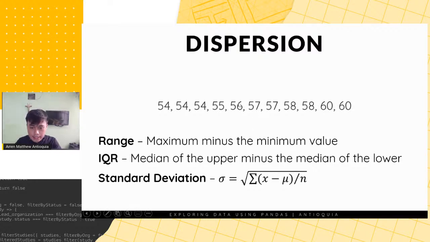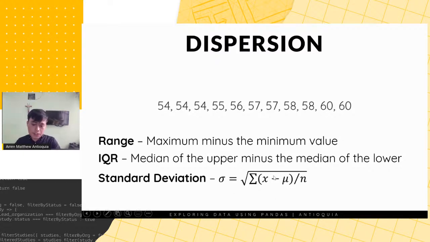So let's divide the data. This one is the lower half. This one is the upper half. That is, I think, 58 minus 54. Okay, doon pa lang siguro kita nyo na advantage ni IQR versus range. And that's the standard deviation. We all know how to compute this.